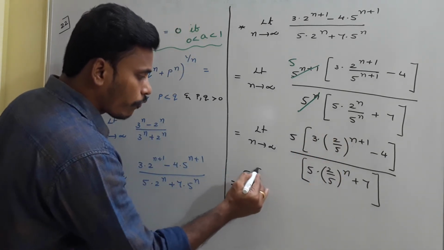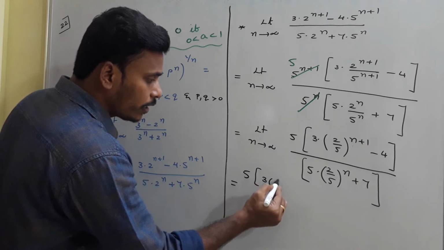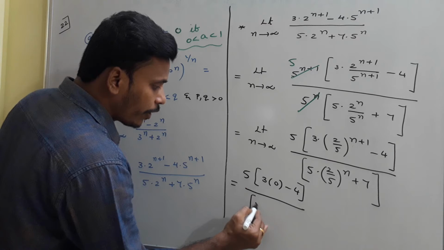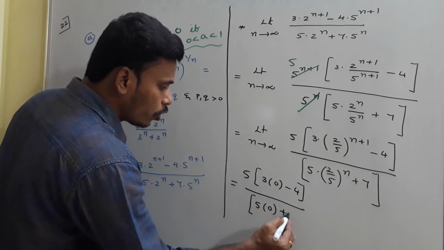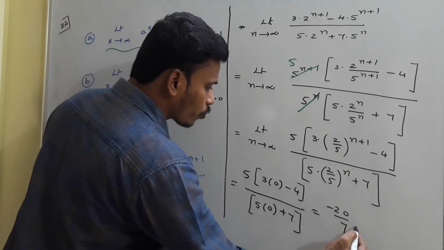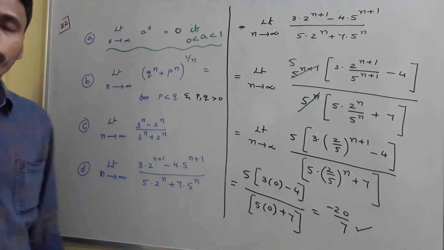So this is equal to 5 into 3 into 0 minus 4, divided by, in the denominator, 5 into 0 plus 7. When you solve, you will get your answer as minus 20 by 7 for this particular problem.